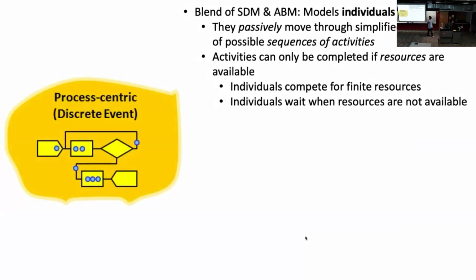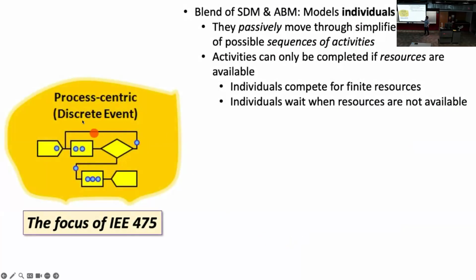Okay. So this class is primarily about discrete event system simulation modeling, also known as process-centric modeling. It's a blend of system dynamics modeling and agent-based modeling. It's meant to be faster than agent-based modeling, more realistic than system dynamics modeling, and generally more comfortable to program in than agent-based modeling, while still allowing you to trickle in more complexity than system dynamics modeling builds in.